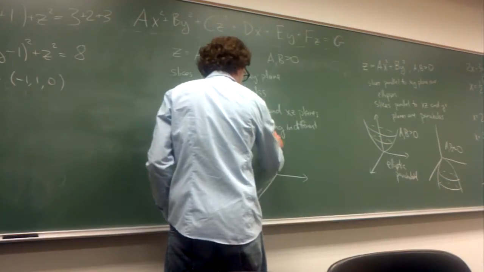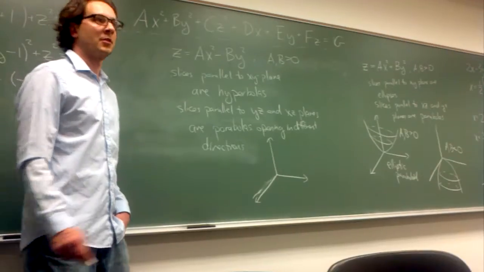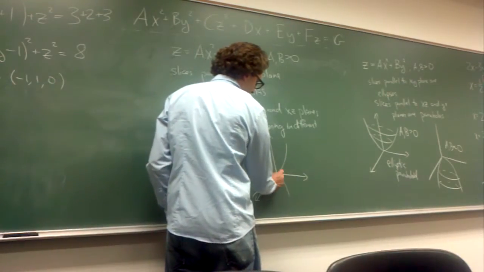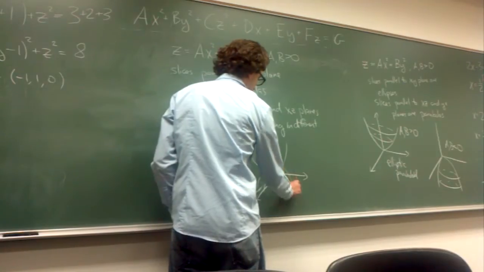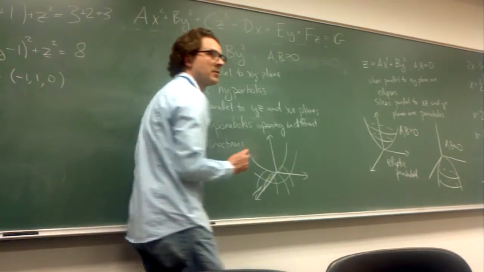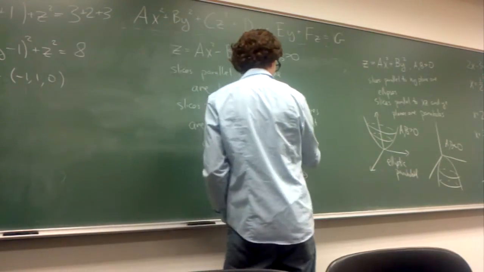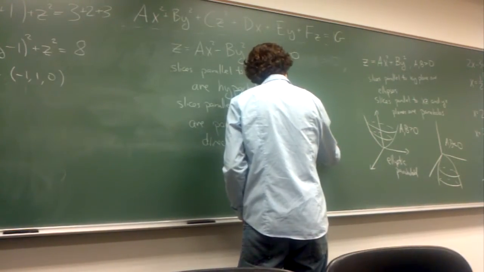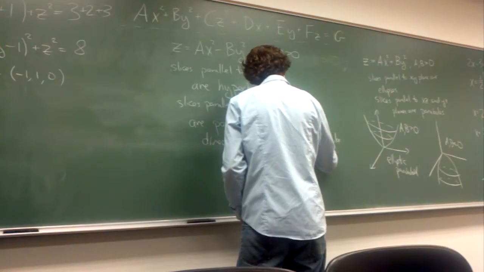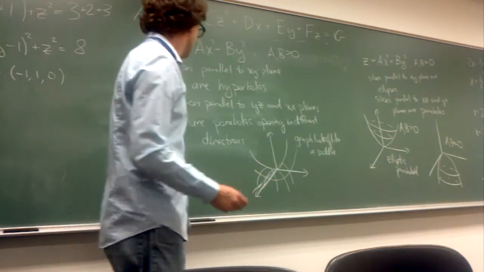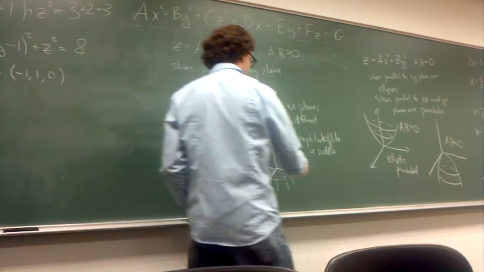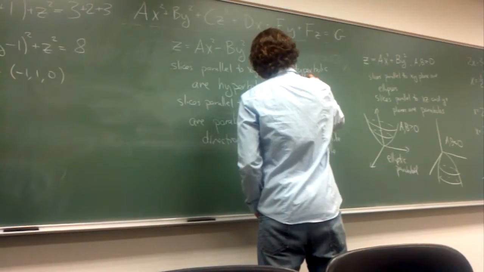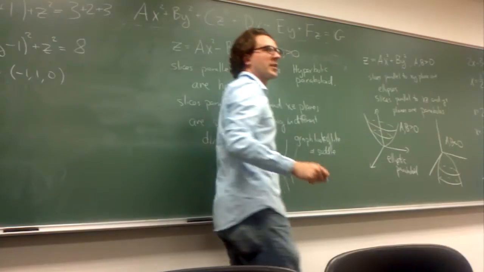This one has the hardest graph to draw. Slices parallel to the xz plane are parabolas opening up, and slices parallel to the yz plane are parabolas opening down. So this is the one that looks like a saddle. Looks like a saddle. And what do we call it? Hyperbolic paraboloid.